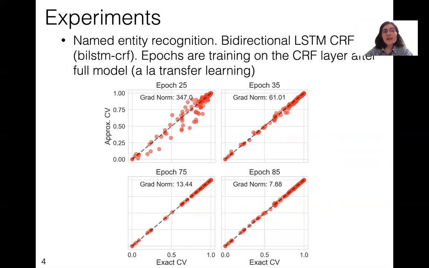But we see the points are getting closer to the x equals y line as we run for more epochs, as expected. And even though the grad norm is far from zero after 85 epochs, our approximation is still spot on. And it's not that bad at 25 either.